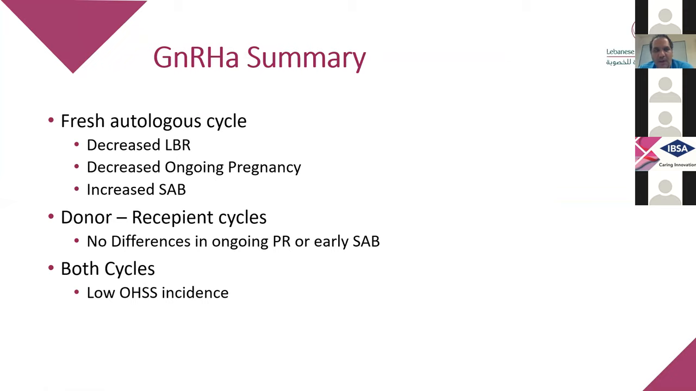So, for a fresh cycle, it is associated with a decreased live birth rate, a decreased ongoing pregnancy rate, and an increased spontaneous miscarriage. In the donor recipient cycle, where you are using GnRH agonist, there is no difference in the ongoing pregnancy rate or early spontaneous miscarriage. And these are typically with donor recipient, but also they can be with the fertility preservation cycle and whenever we want to do a freeze all cycle.